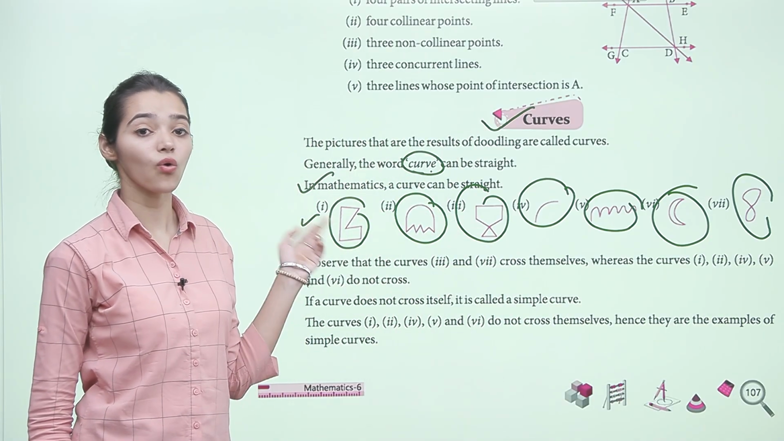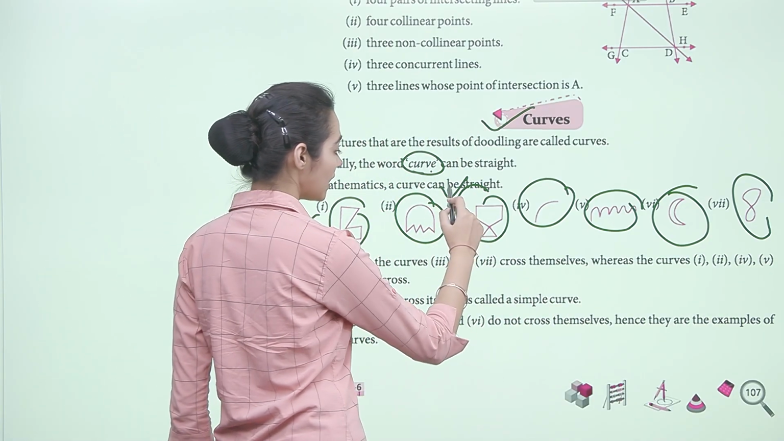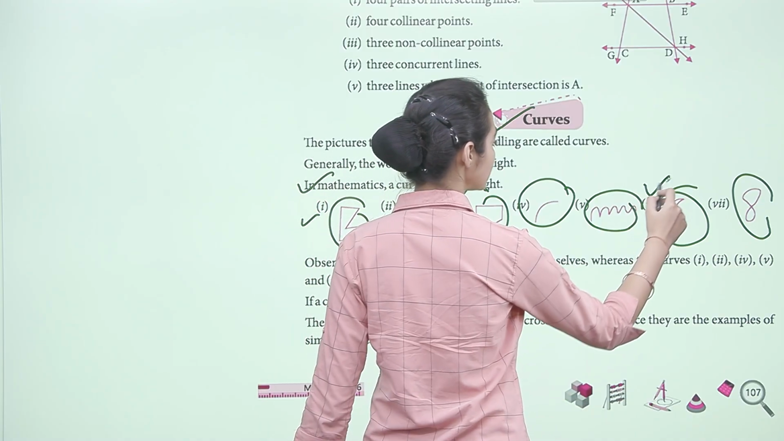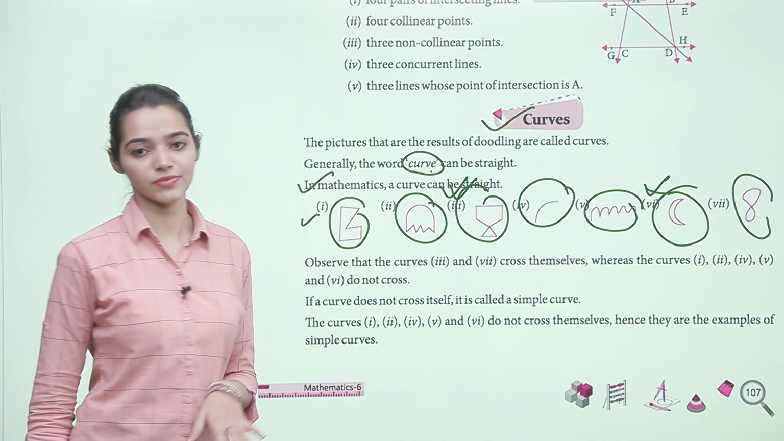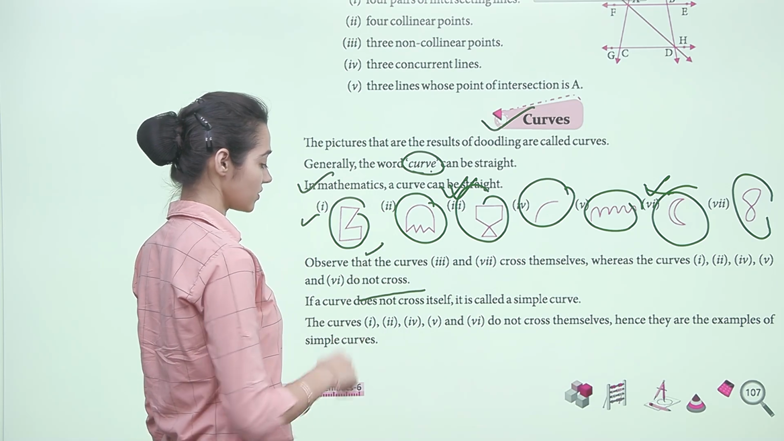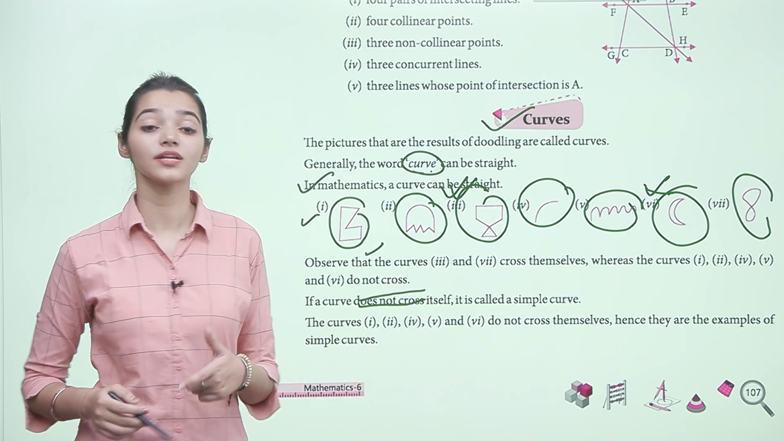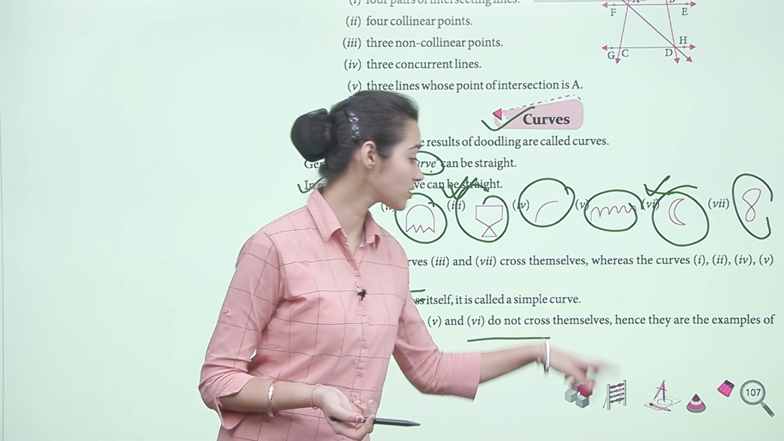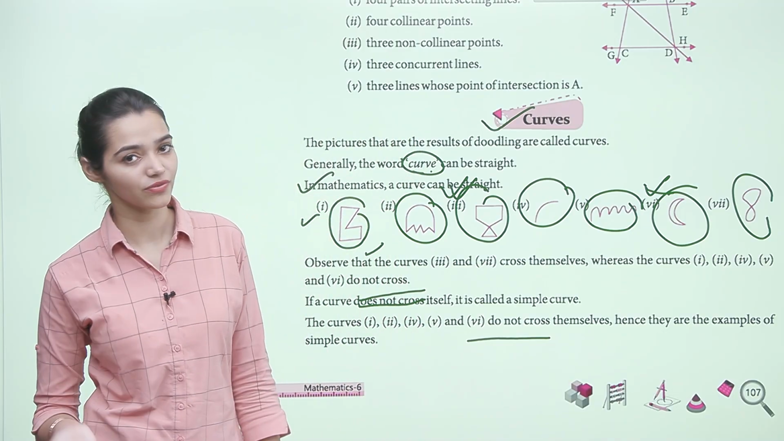Out of all these, only the third one and the 7th one cross themselves. That means the others are figures where the curve does not cross. A curve that does not cross itself is called a simple curve, and these figures are examples of simple curves.